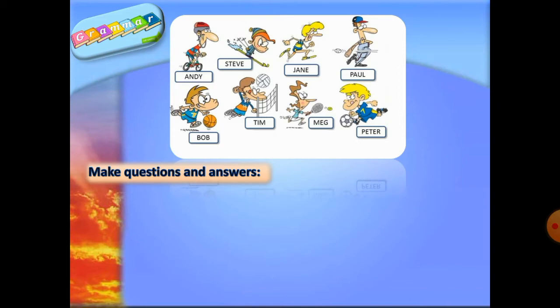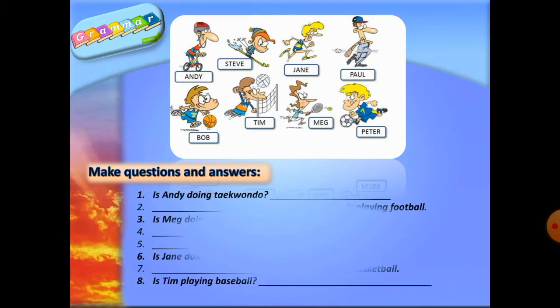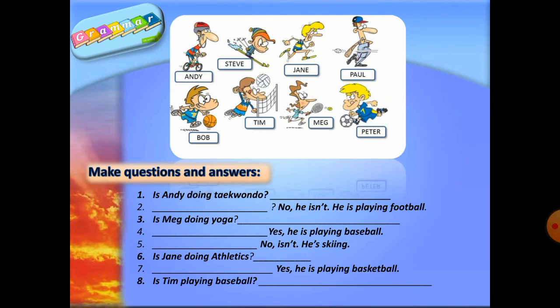We have 8 people in the picture: Andy, Steve, Jane, Paul, Bob, Tim, Meg, Peter. Okay, make question and answer. The exercise is like this. We have number 1 through number 8. You are going either to answer the question or make a question. I'll give you some time to think about it.